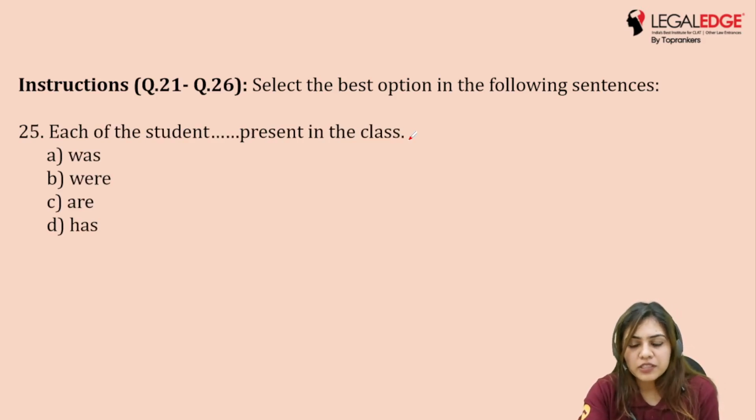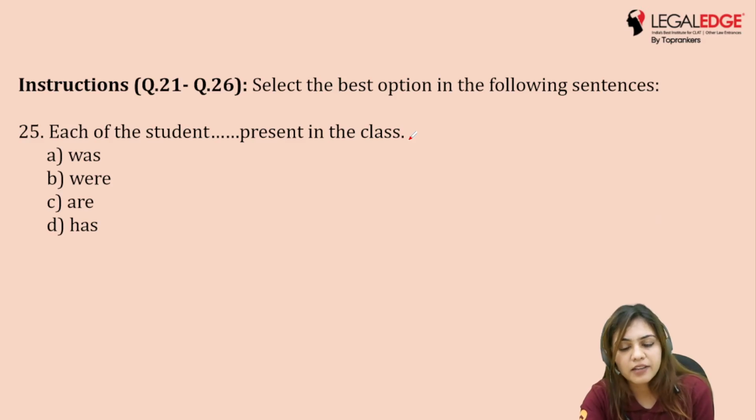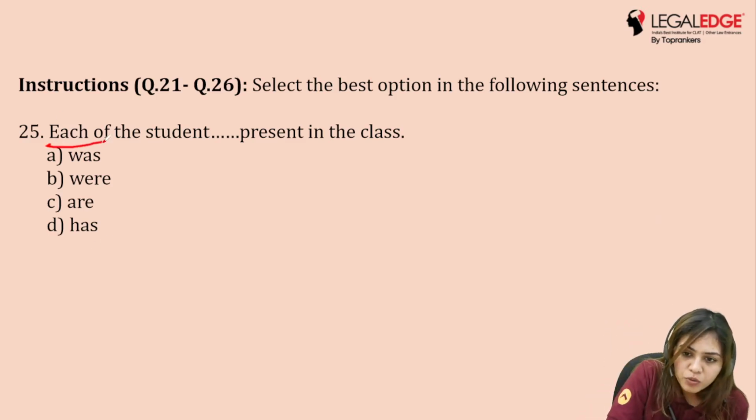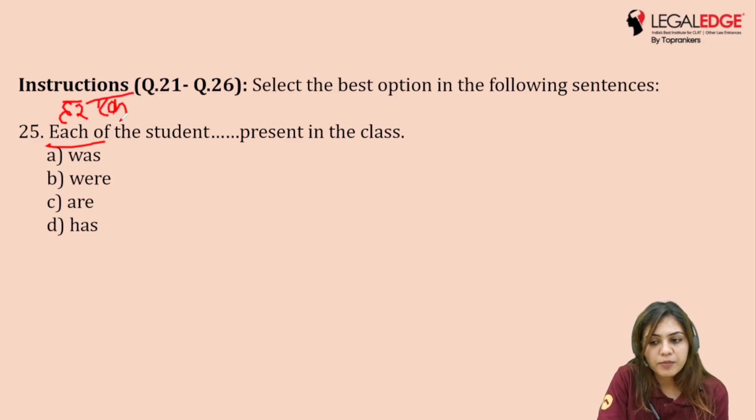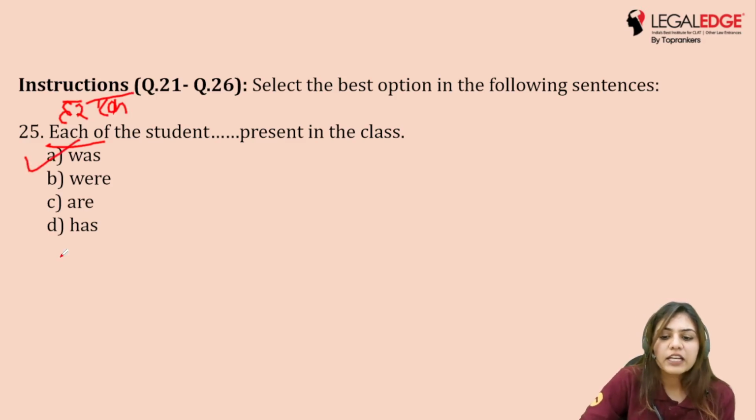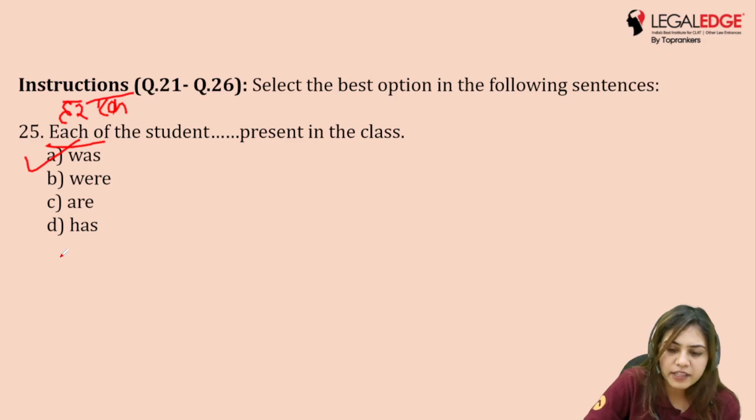Each of the student dash present in the class. Now this question is based on subject verb agreement, another grammar topic. अगर हम each बोल रहे हैं इसका मतलब है हर एक, इसका मतलब है it's a singular entity. So what should be the answer? Was. Each of the student was present in the class.